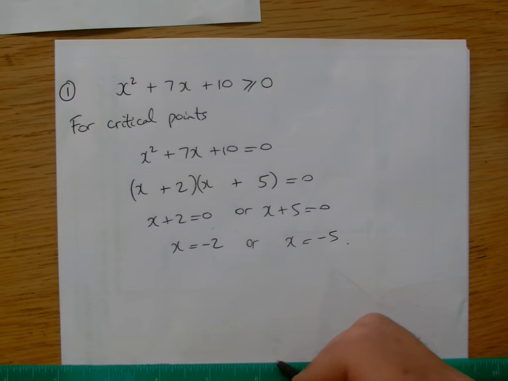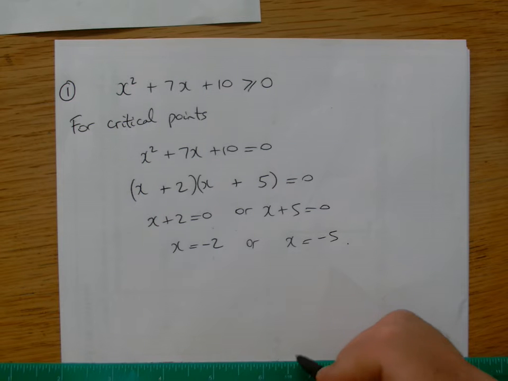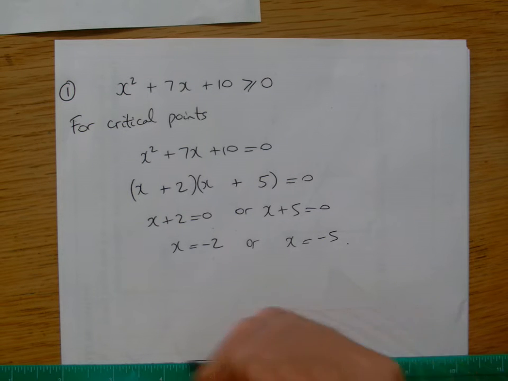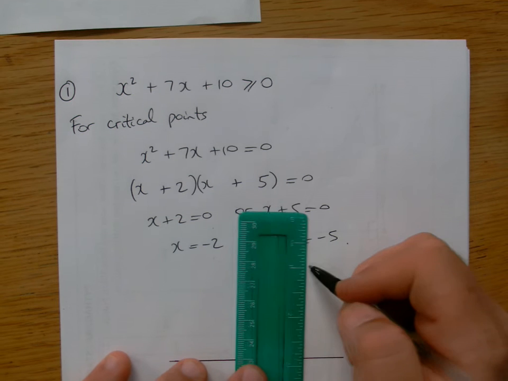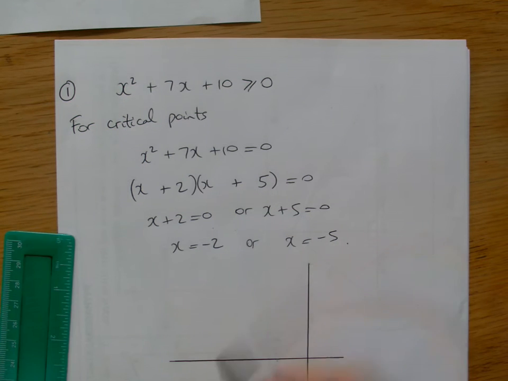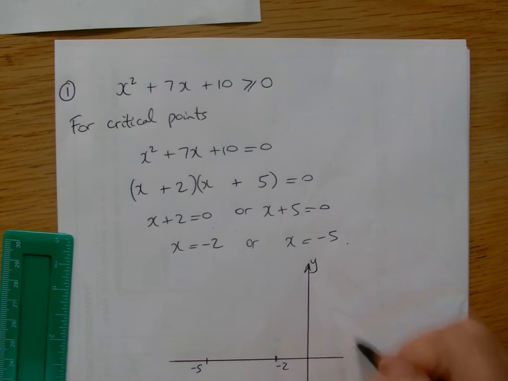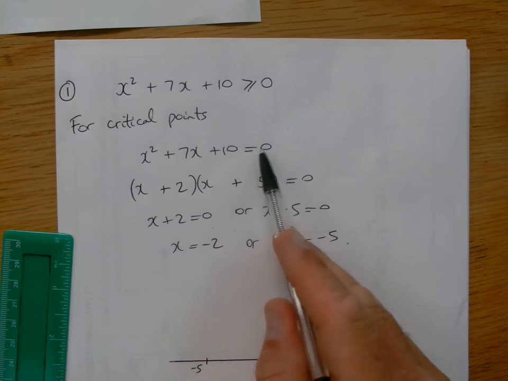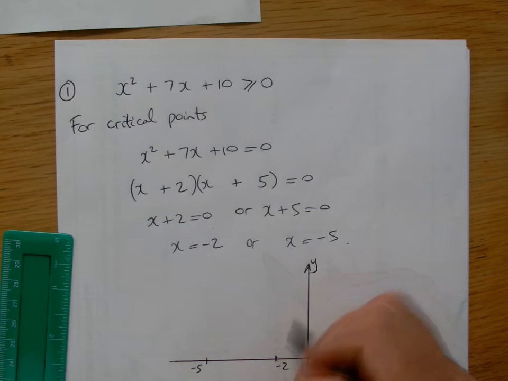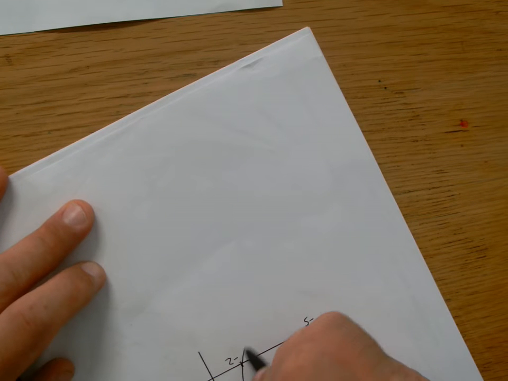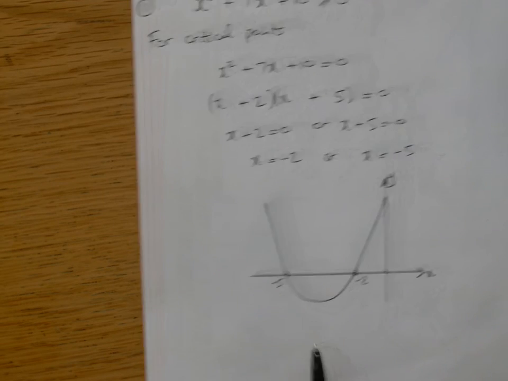So when I draw my quadratic curve, remember it's going to be a smiley face. So we consider those values: minus 2 about there, and minus 5 about there. Just a rough sketch. There's your y-axis, there's your x-axis. The curve is equal to 0 at those two points, so we can have a smiley face going through those two points. We'll turn it around, easier to draw. There's your smiley face going through those two points.